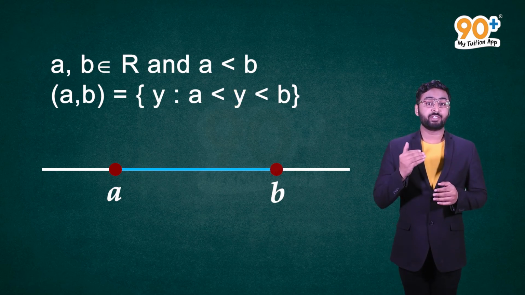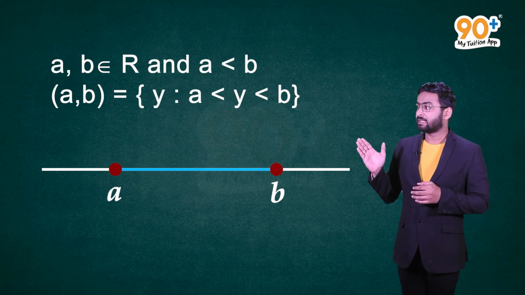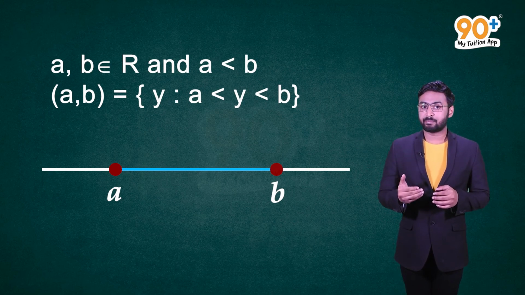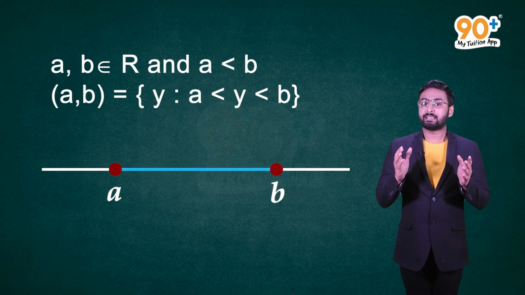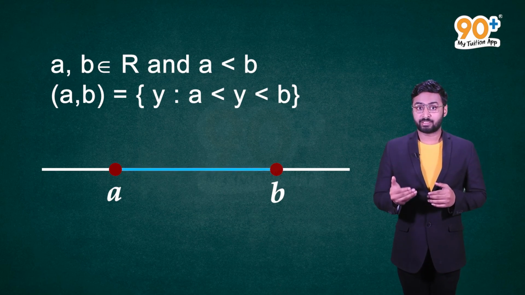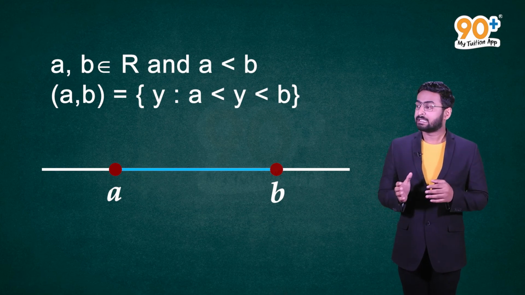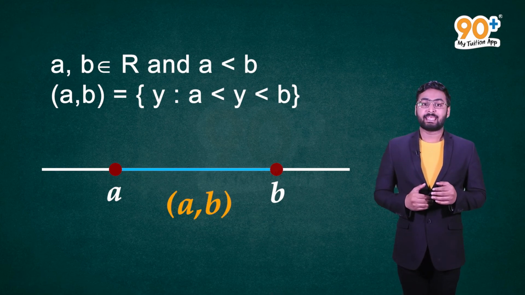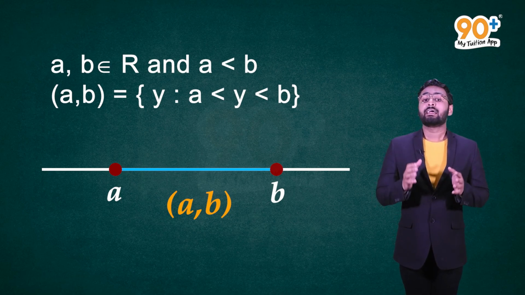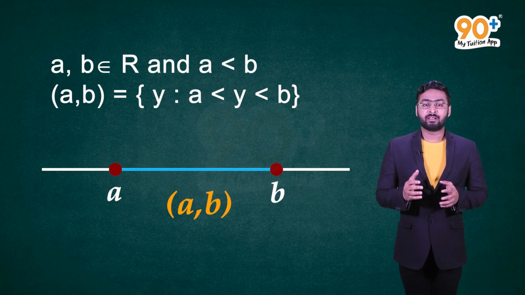A thing to be noted here is, since y is greater than a and less than b, the endpoints a and b will not be included in the interval, and we can denote the open interval by writing a, b inside open brackets. Let's take a look at an example for better understanding of this concept.